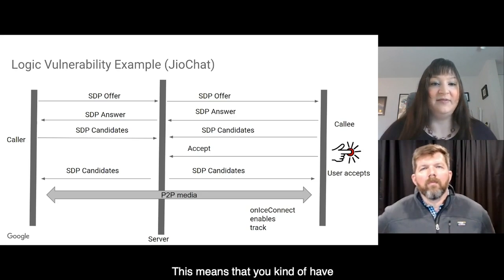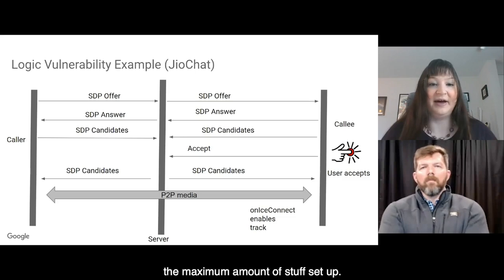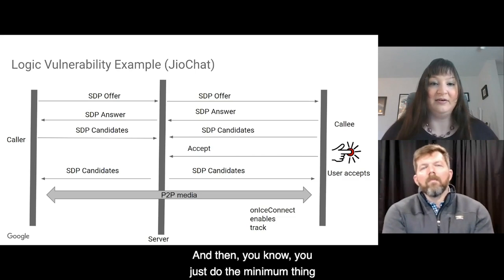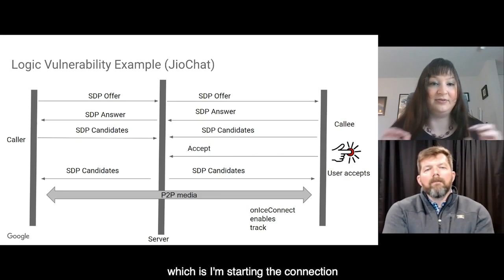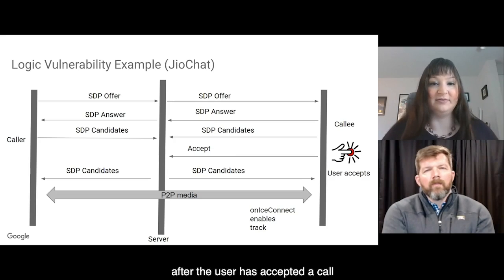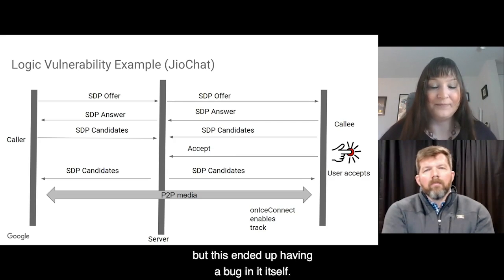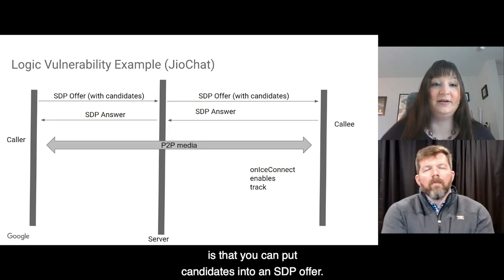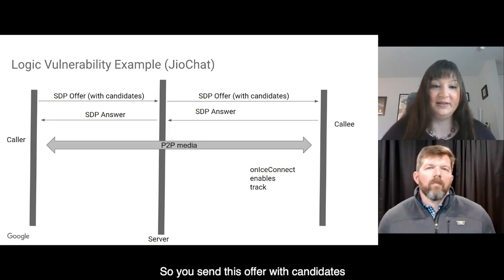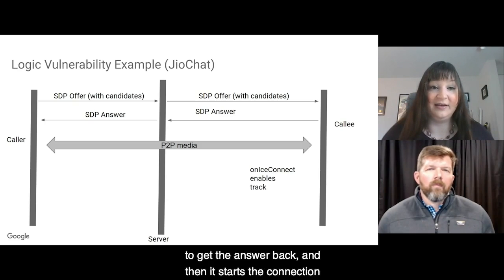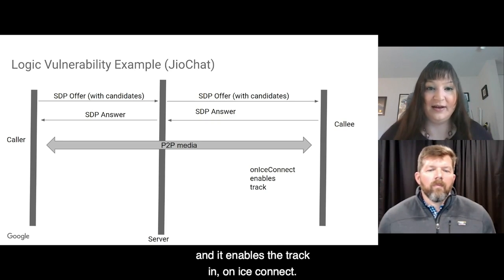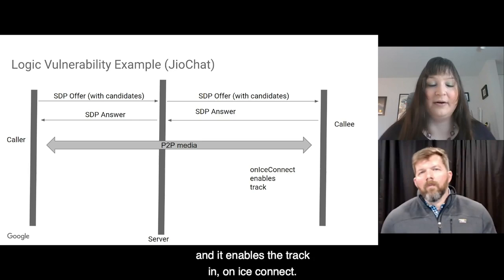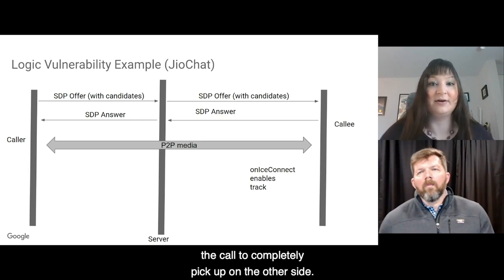This means that you have the maximum amount of stuff set up, and then you just do the minimum thing, which is starting the connection after the user has accepted a call. But this ended up having a bug in it itself. The problem, of course, is that you can put candidates into an SDP offer. So you send this offer with candidates, you get the answer back, and then it starts the connection, and it enables the track on ICE connect. So this would just cause the call to completely pick up on the other side.